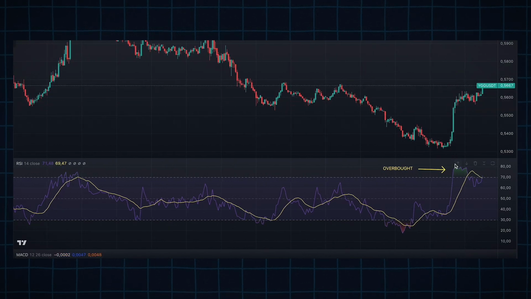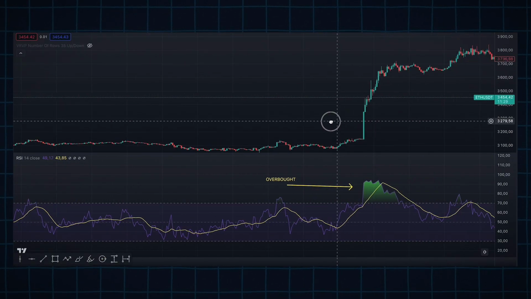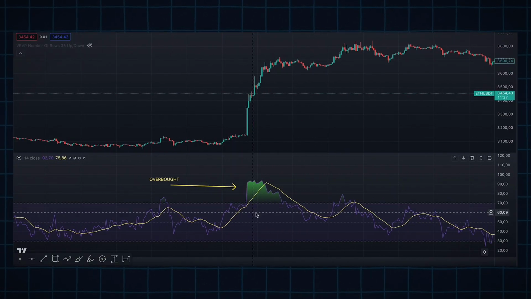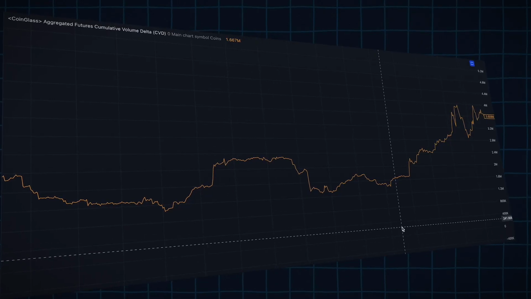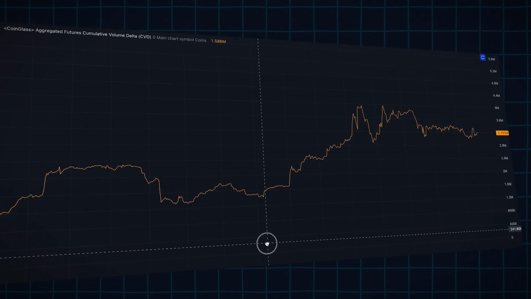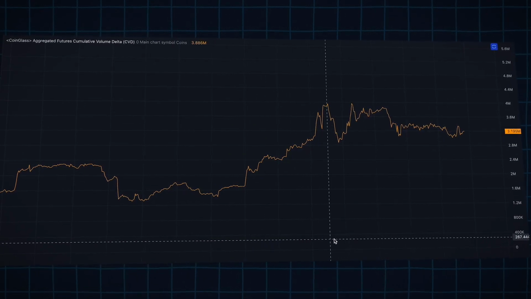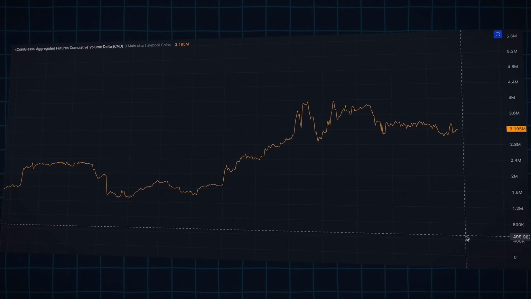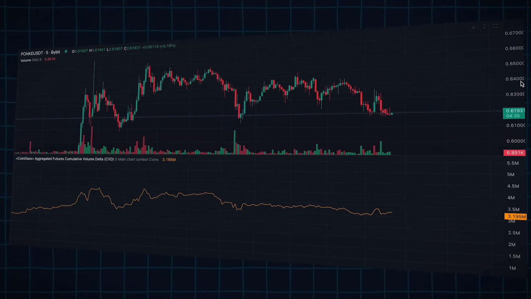For example, an asset can be overbought for a long time according to the RSI indicator, and this will be normal in crypto. Unlike the mentioned indicators, CVD doesn't have overbought or oversold zones. Therefore, when using this indicator, we must always conduct the analysis together with the asset's price. Without this, delta is useless.